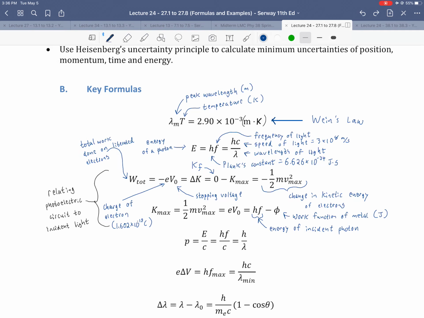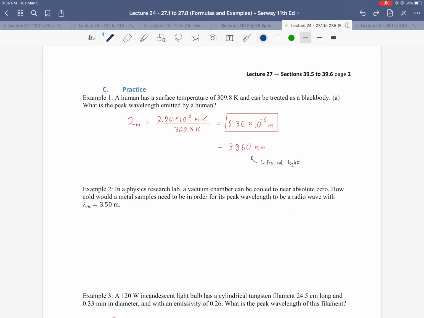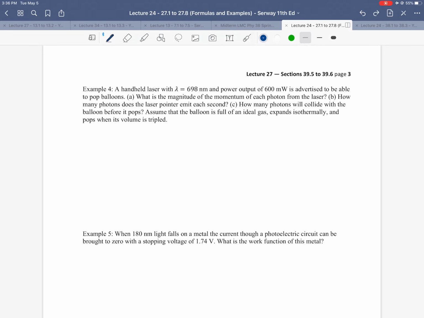Now, hopefully the lab that you worked with in the simulations gave you some practice with this. But now let's look at some problems, some examples. All right, so I'm going to show you two examples.